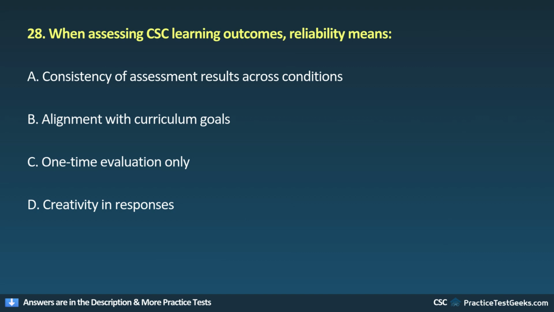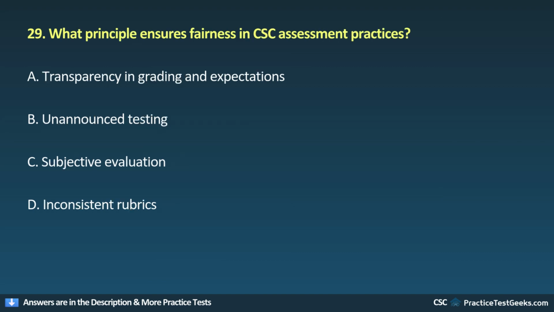28. When assessing CSC learning outcomes, reliability means A. Consistency of assessment results across conditions. B. Alignment with curriculum goals. C. One-time evaluation only. D. Creativity in responses.